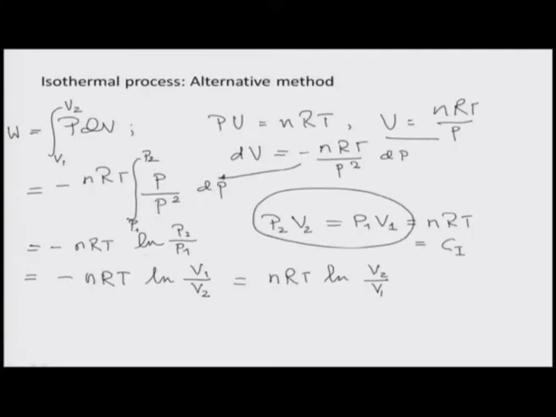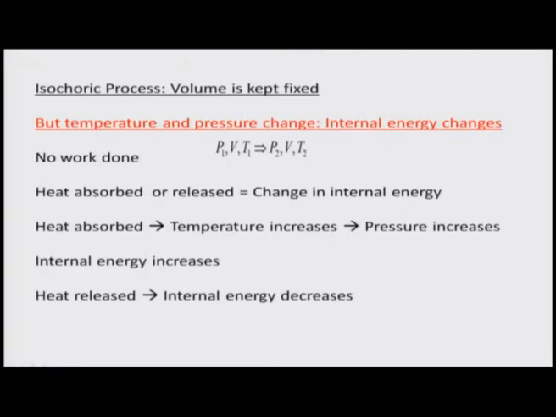So let us proceed. We now have the isochoric process. Volume is kept fixed. Let us go slowly. If volume is kept fixed, temperature and pressure do change, and so does internal energy, because temperature changes means internal energy must change. But there is no work done, because work done is PdV, and I have said in the beginning the change in volume dV is equal to 0.